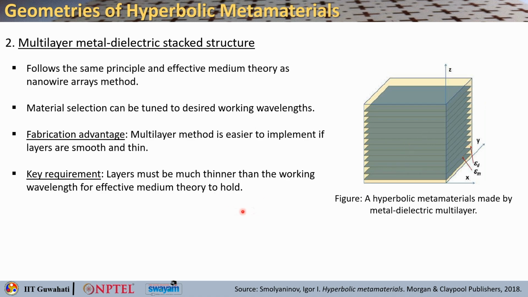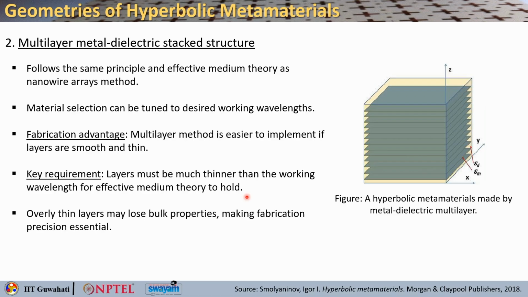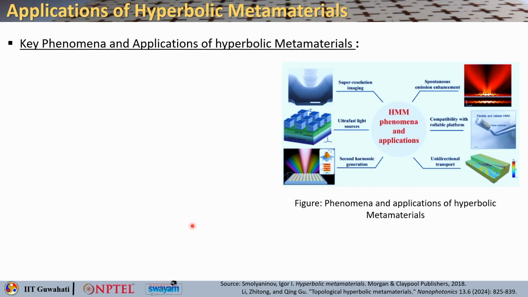And one thing to remember is that the layers must be very thin compared to the wavelength, so that you can use the effective medium theory to understand its behavior. So, what do we require? We require thin layers, but if you make them too thin, they may lose their bulk properties, and that is why maintaining precision in the fabrication is very important.